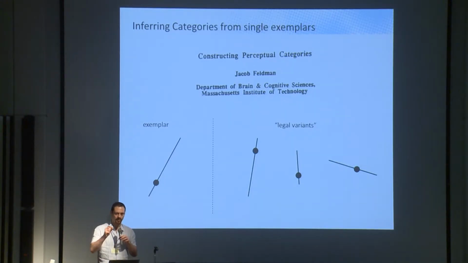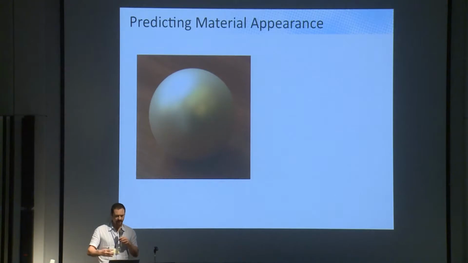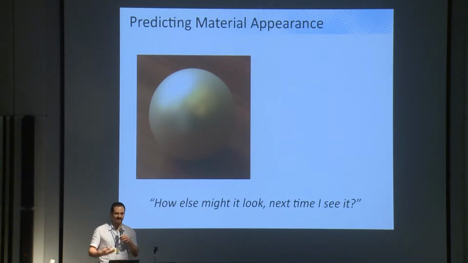So given a single exemplar, the experimental subjects had some intuition, some idea of what other versions of the object might look like. They were able to predict in a very systematic way from a single exemplar what category or what class or concept was trying to be expressed. And I think this is actually quite a nice way of thinking about one of the core problems in material perception. So given an image of an object which has a certain material appearance, you can think of material perception as answering the question, how else might it look next time I see it?